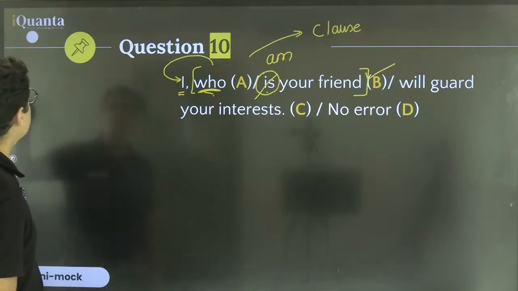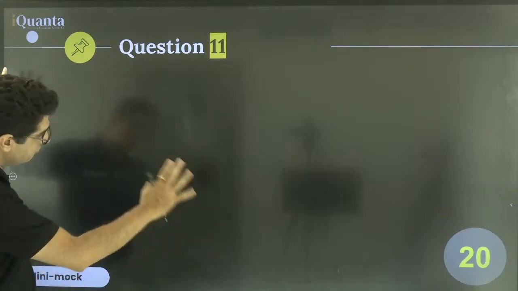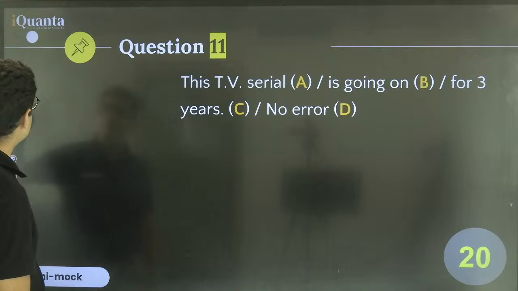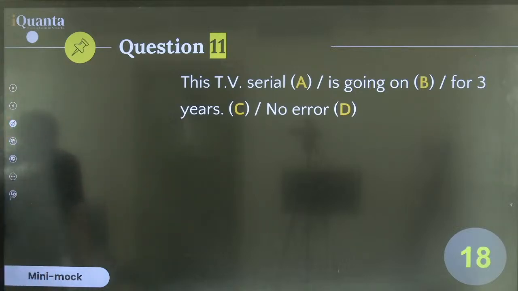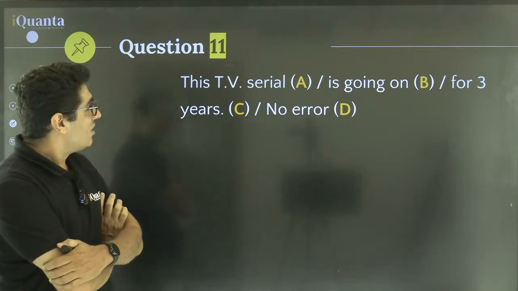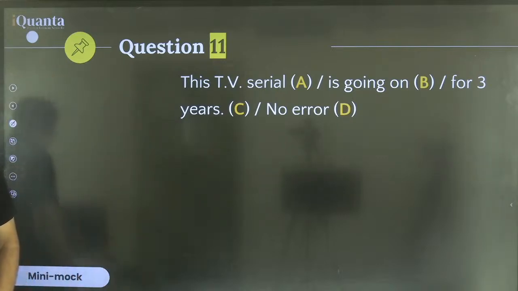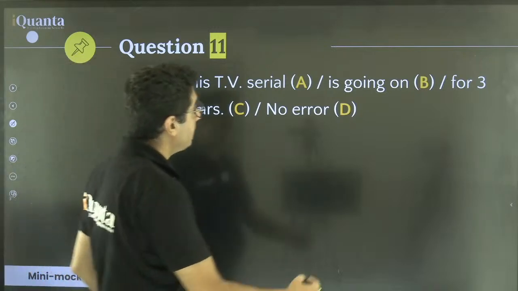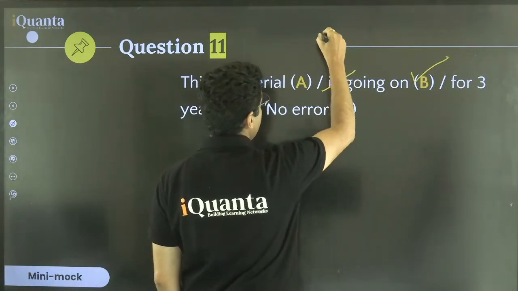Okay. Here is the last question of this set, of this type. Go ahead and share your answer with me. Alright, so for question number 11, the correct answer should be B. Instead of "is," it should be "has been."